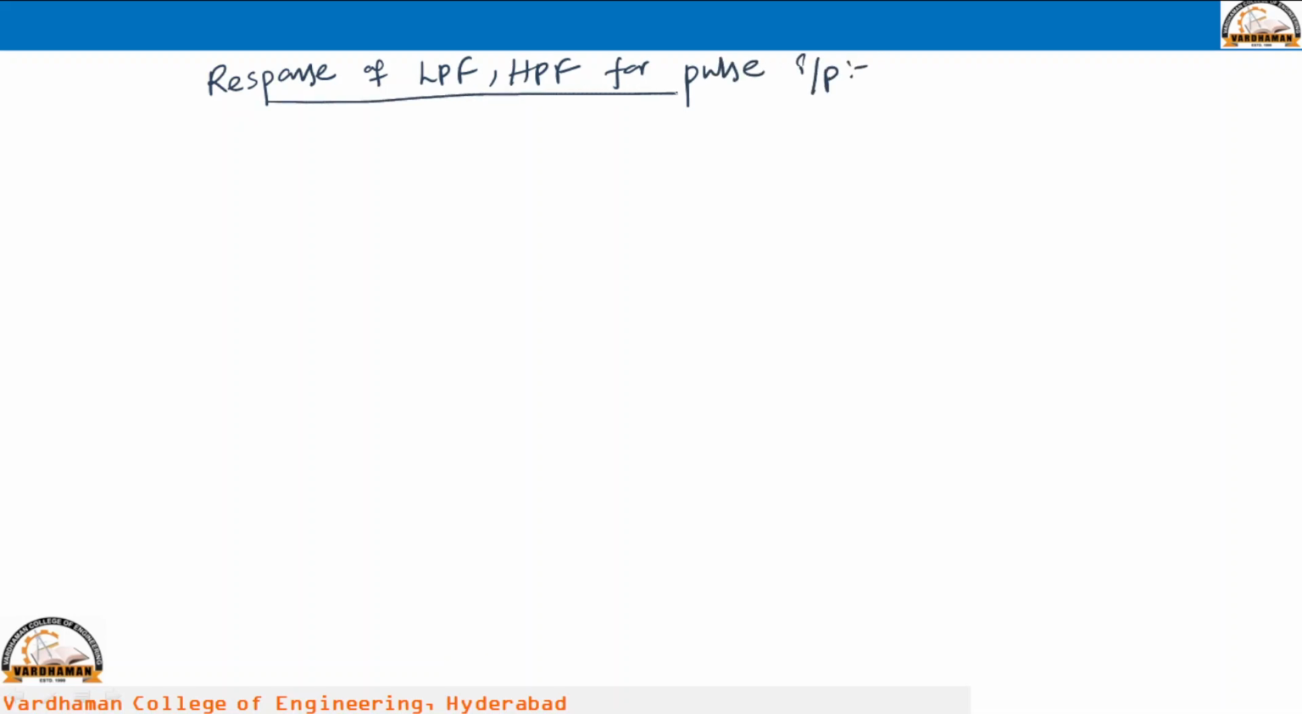In the previous video, we have seen the response of the low pass and high pass filter for the step input. Now, we are going to see the pulse input. So, first of all, what is pulse input?